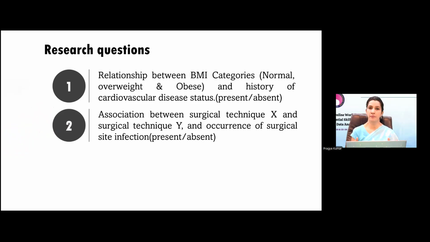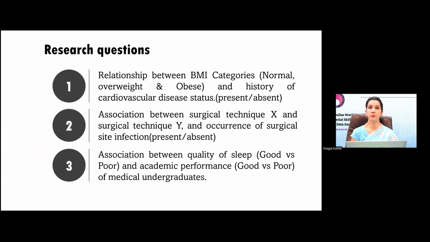Surgery by two methods, surgical technique X and surgical technique Y, and you are seeing the occurrence of surgical site infection. Chi-square test. Or if you want to see the association between the quality of sleep, where I have got two categories, a good quality of sleep versus poor quality of sleep, and academic performance, good versus poor. So both are categorical variables of medical undergraduates, then also I can perform this chi-square test of association.